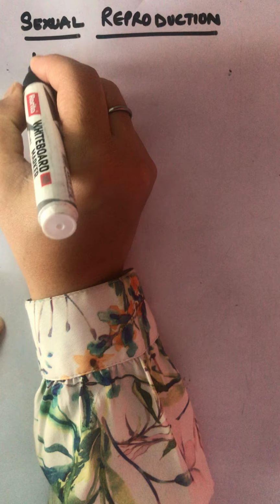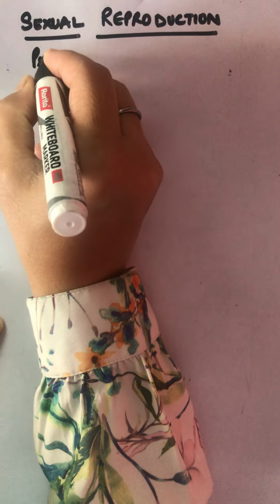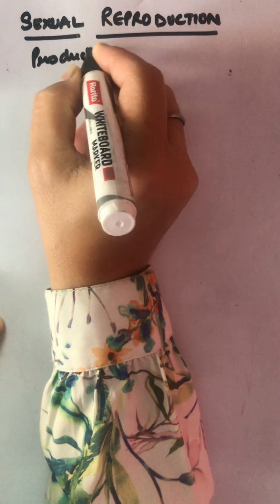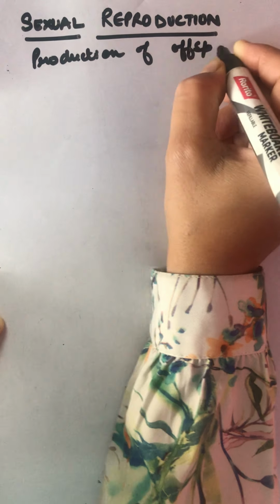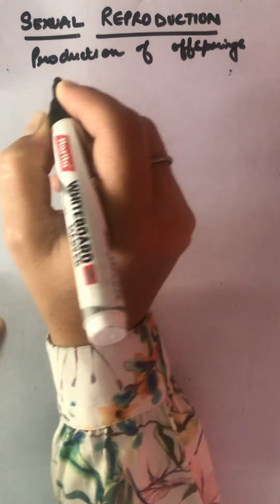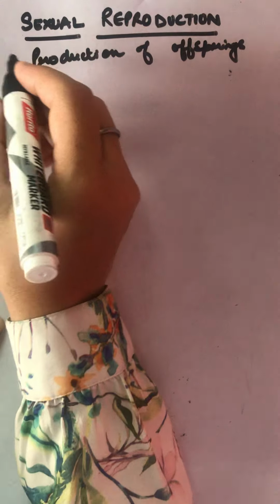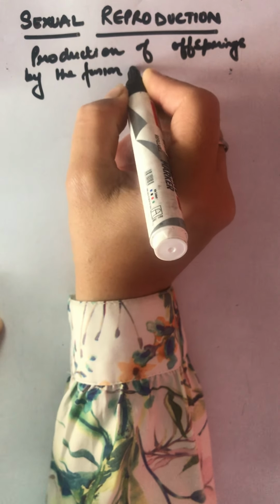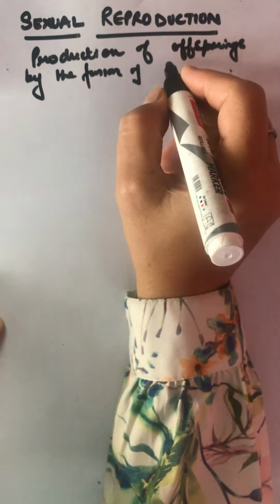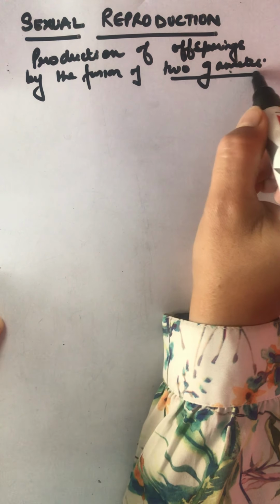Topic: sexual reproduction. Now, what is sexual reproduction? Production of offsprings, that means the new individuals, by the fusion of two gametes. We say these two gametes, usually one from each parent.